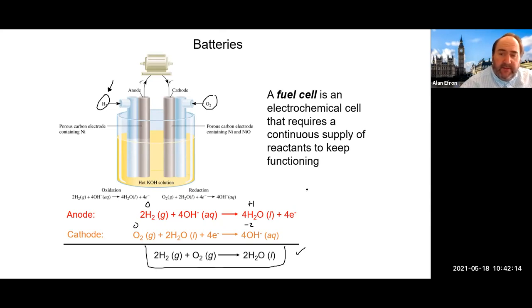Any questions on batteries? Again, you just need to know the general idea of what batteries are, and how they're similar and a little bit different from your traditional galvanic cells. Again, you're not responsible for any of the half reactions or anything like that. Any questions on that?